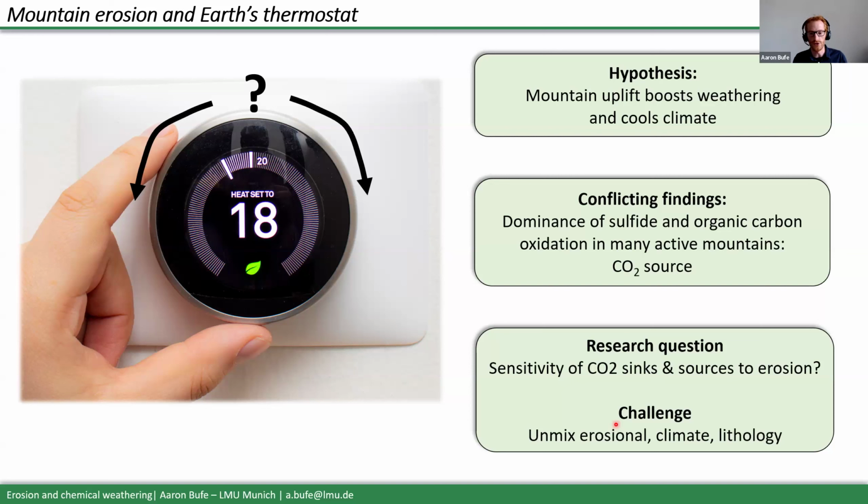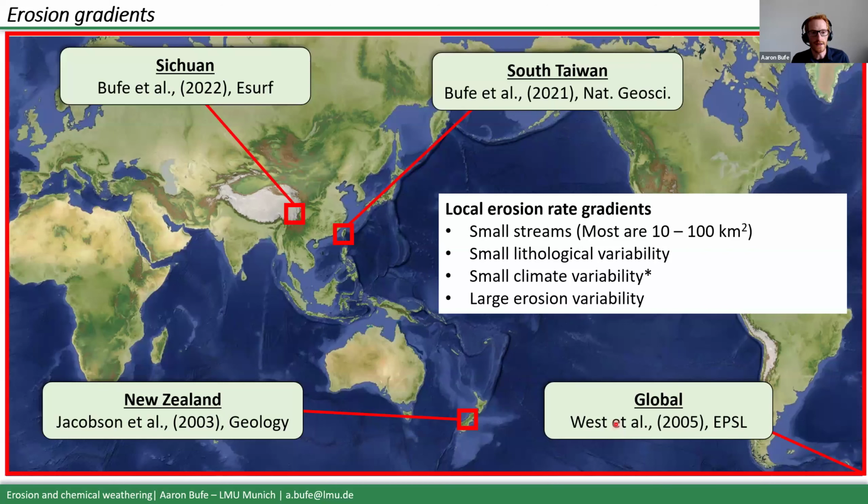And therefore, to address this challenge, we decided to go to the few local data sets that we have of weathering data from streams that drain across very large erosion rate gradients, but across a small region with small lithologic variability, and also ideally a small climate variability. There's a bit of an asterisk here because the New Zealand study has a large climate gradient.